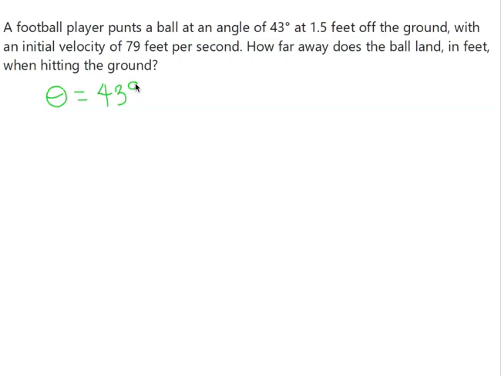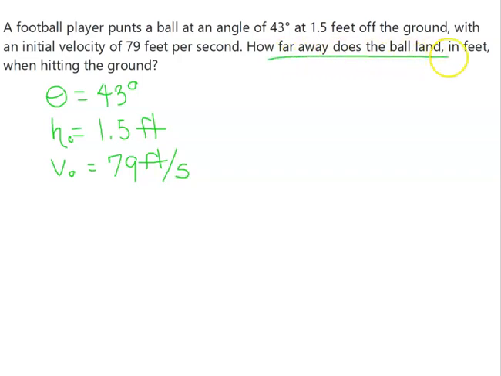We have an initial height of 1.5 feet off the ground. So we're going to note the initial height as h sub 0 and its initial velocity v sub 0 would be 79 feet per second. Make sure that the units match. So everything's in feet for distance and for time should be in seconds. And we're trying to calculate how far the ball lands in feet when hitting the ground.